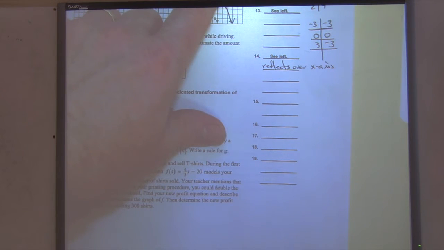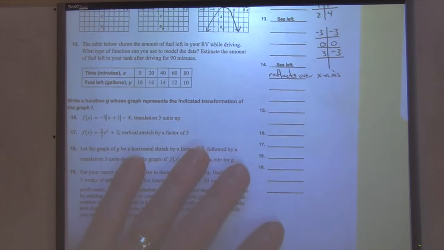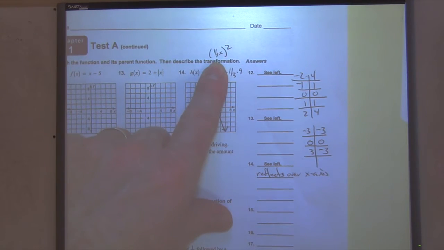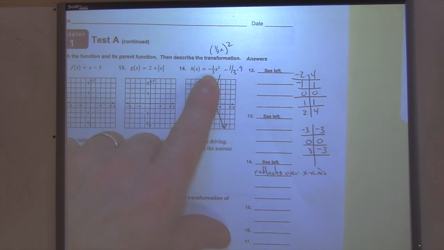And then the 1/3, remember, that again affected the whole thing. If it just affected the x, it would have to be written like this with the squared outside. Okay? So if it was written this way with the 1/3 x inside, then that would be horizontal. But since it's outside the x squared, it's vertical.